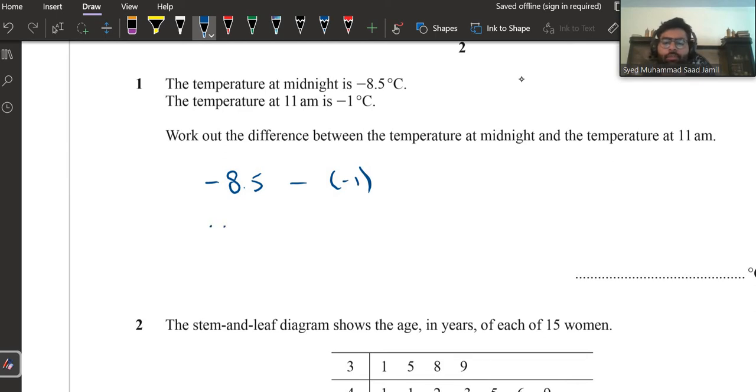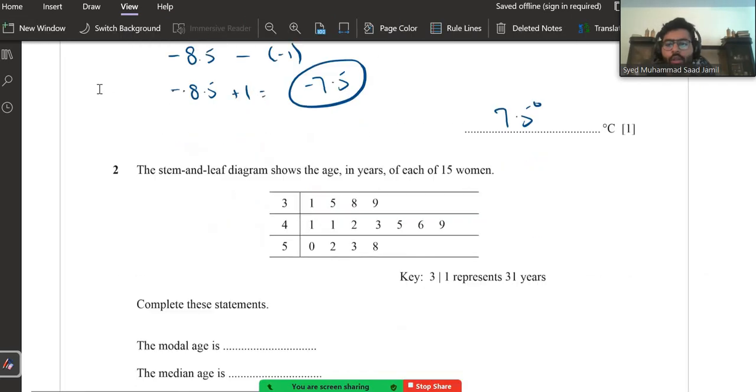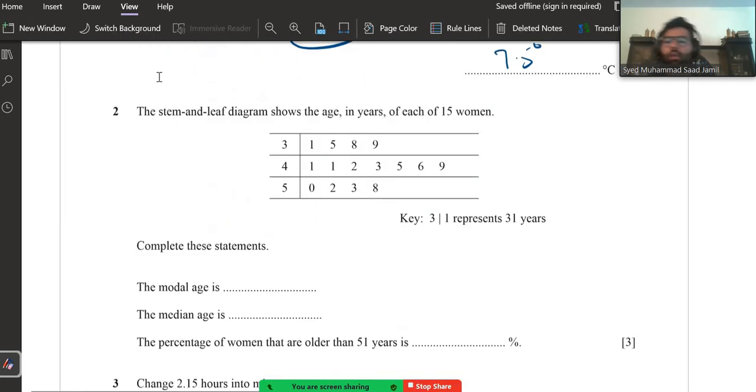So this turns out to be minus 8.5 plus minus is plus 1. So this is minus 7.5. So the difference is going to be 7.5 degrees. Moving on to question number 2. The stem and leaf diagram shows the age in years of each of the 15 women.